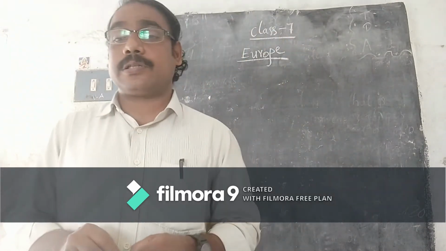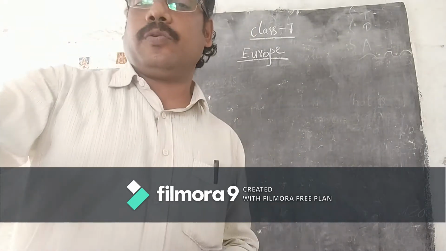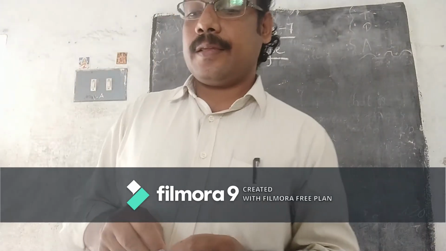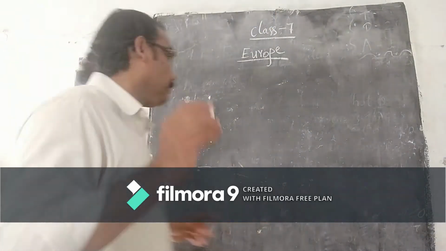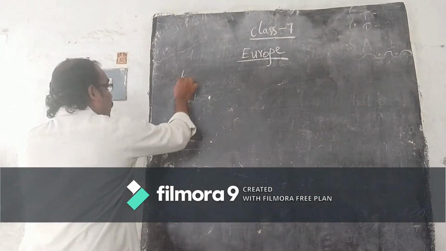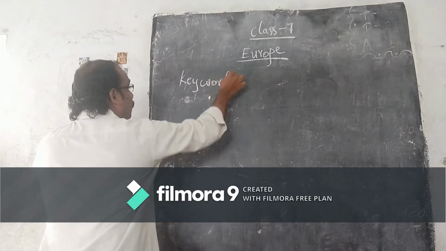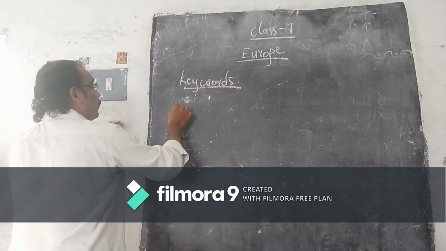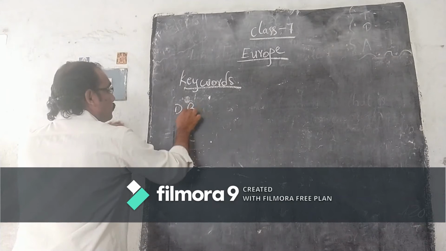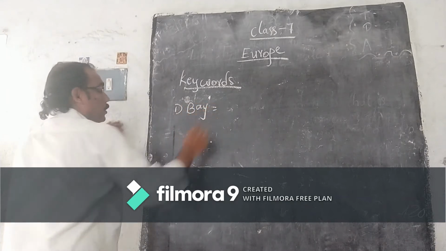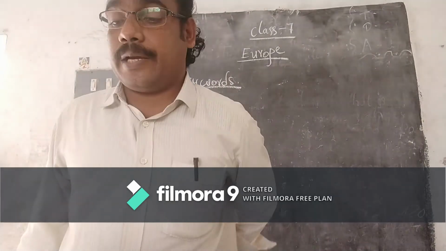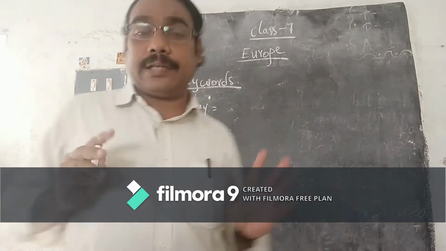So, the last time we learned about some keywords. We wrote two, I think. We will continue. Example, Bay of Bengal. How can we give the definition of bay? Bay is part of the sea enclosed by land on three sides.